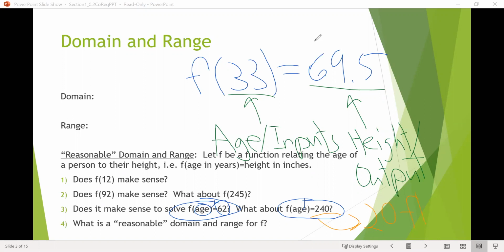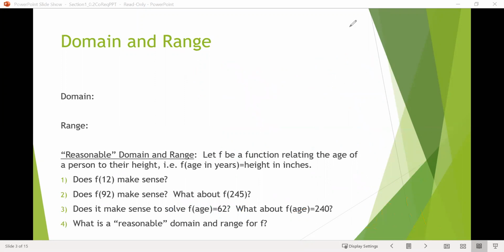So does it make sense to find the age of someone who's 20 feet tall? Well, hopefully, again, you're saying no, because there are not people that are that tall. That's an unreasonable height. So that one does not make sense to solve. That's something that's not in the range of this function. Okay, so let's think about what a reasonable domain and range would be.